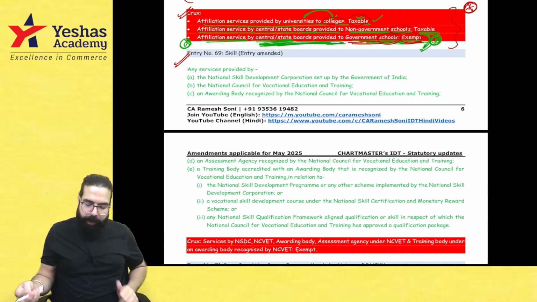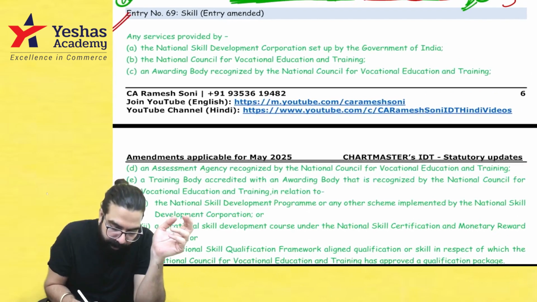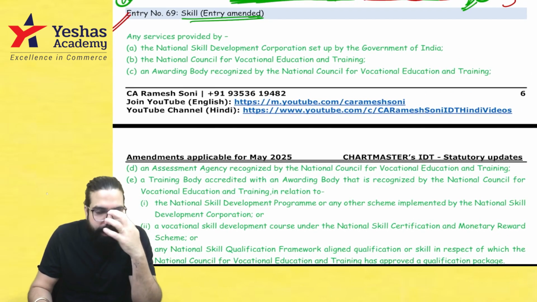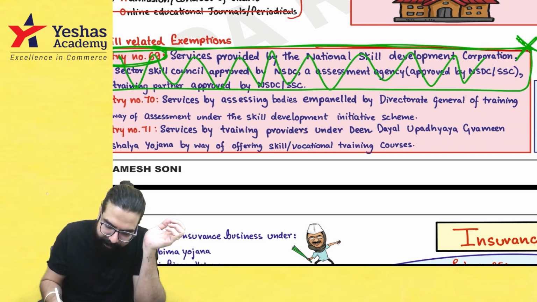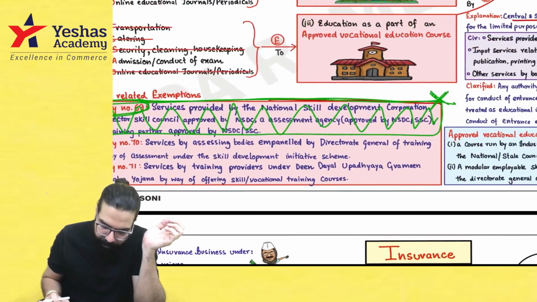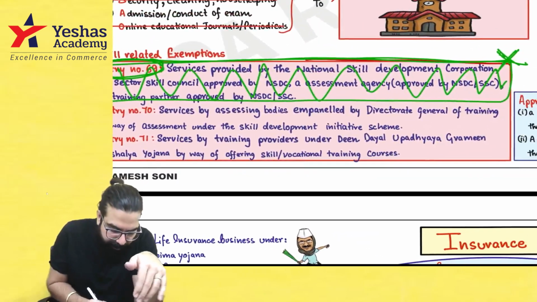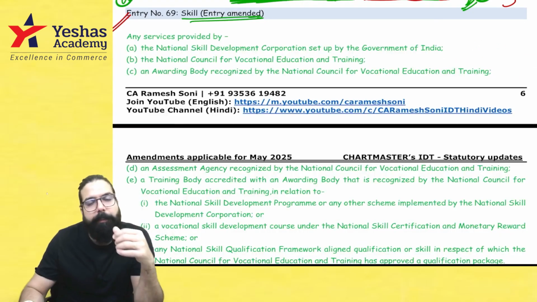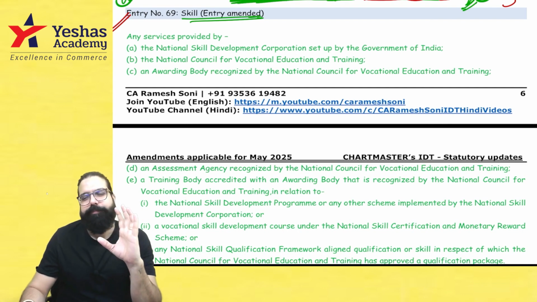Chalo. Now listen. They are talking about the next one, which is the skill related entry. The entry has been amended. So I am telling, please don't read entry number 69 from the chart book version 8. Entry number 69 you will read directly from the amendment booklet. Okay, sir, what is it telling? Nothing. They have amended the entry a little.